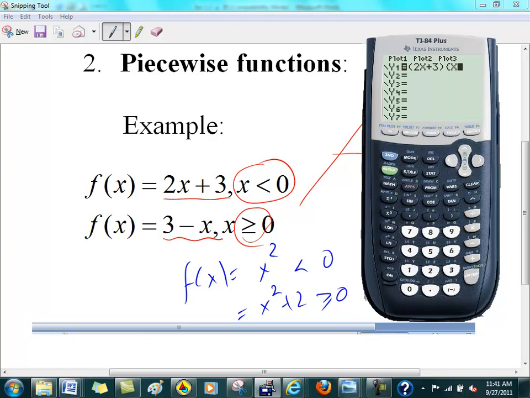Okay, x is less than 0. So this is where you go for less than, okay? You go second, math, and you've got all the inequalities in there. So it'd be number 5, 0, close the braces. And the one at the bottom is going to be 3 minus x, braces, okay, x, second math, greater than or equal to 0, close braces, and graph that.